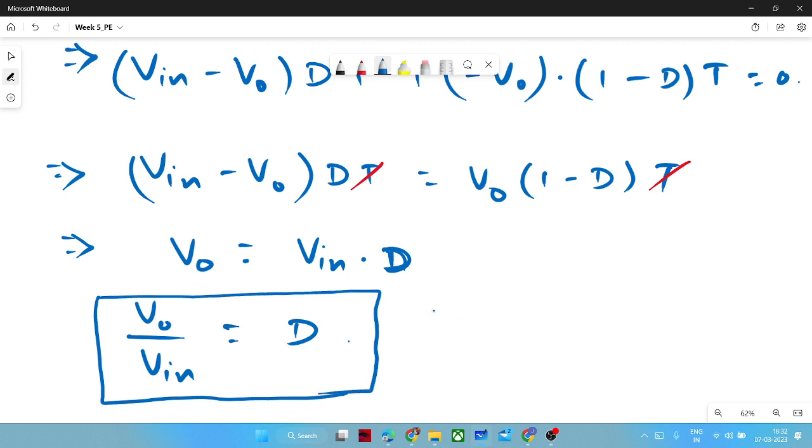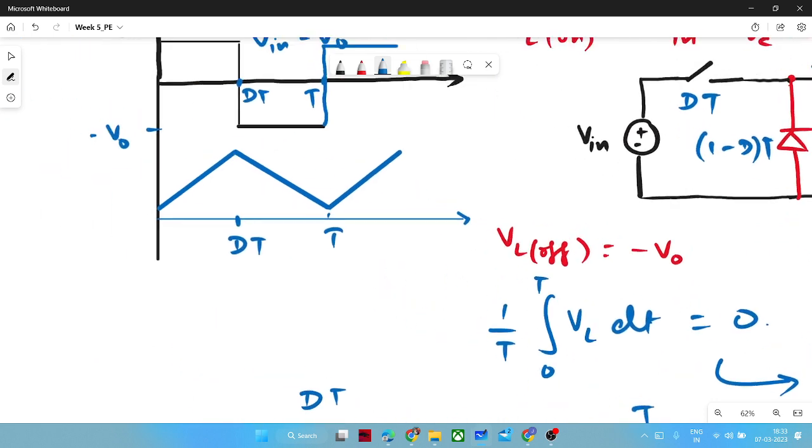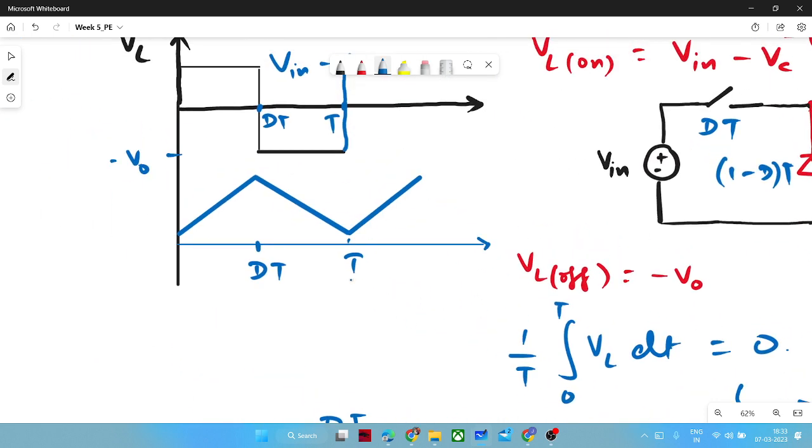But this will be true only for the continuous conduction mode. What I mean by continuous conduction mode is that your inductor current waveform should not be zero for a finite duration, right?